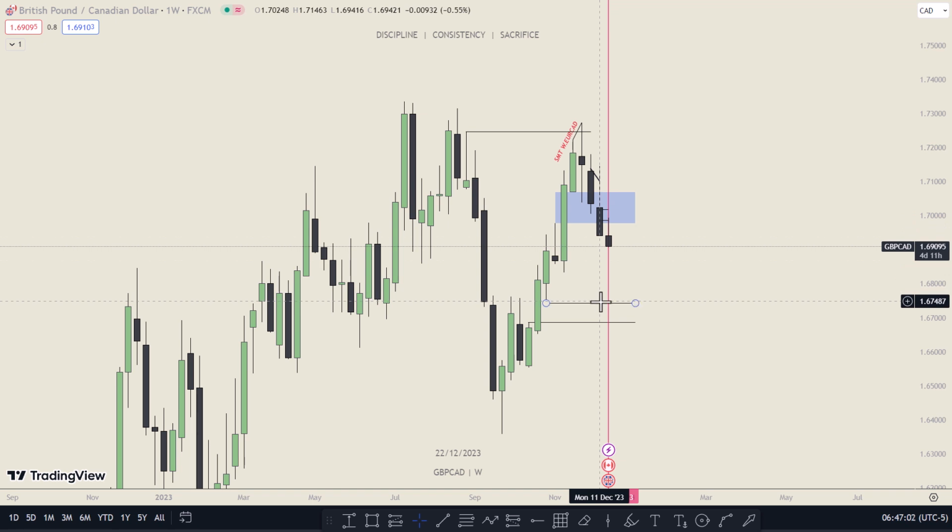So do we have a reason? Yes, we do have a reason. We have this inefficiency right here. So we cleared liquidity, close below this, and there is actually a reason for price to reject from here. All right, so this is the first thing.